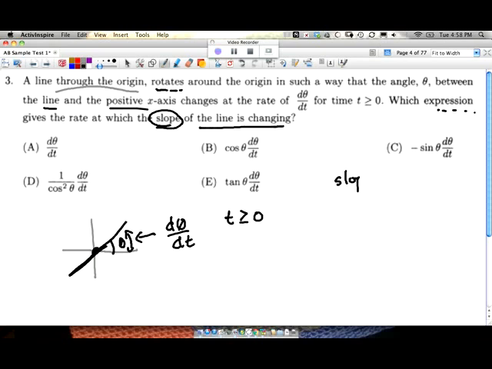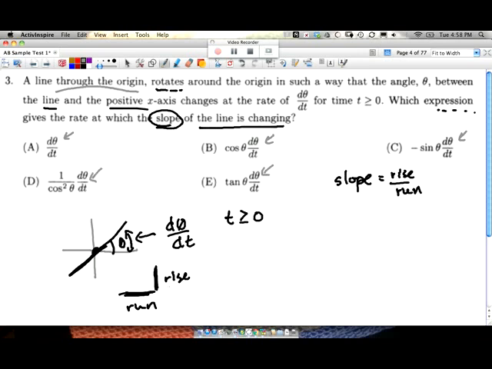All right, let's talk slope. We know slope equals rise over run. And in this case, the rise would be the vertical. So that's our vertical side. This is going to be our rise. And horizontal, this would be our run. So slope would be this one over this one. But we look at all of our answers here. These are all in terms of theta. We have d theta dt all over the place.